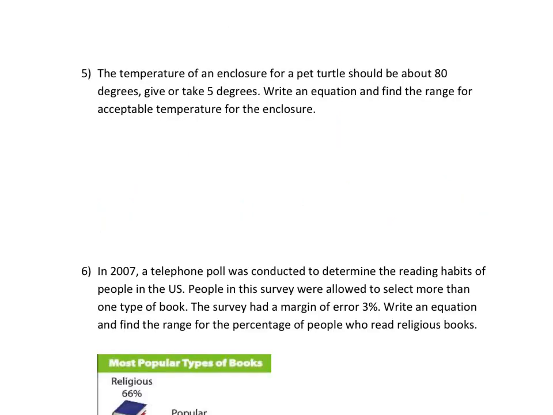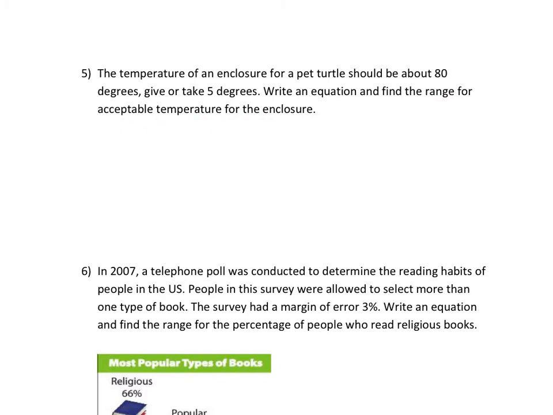All right, and our next problem here, we've got a word problem. It says the temperature of an enclosure for a pet turtle should be about 80 degrees. Give or take 5 degrees. Write an equation and find the range for acceptable temperature for the enclosure.